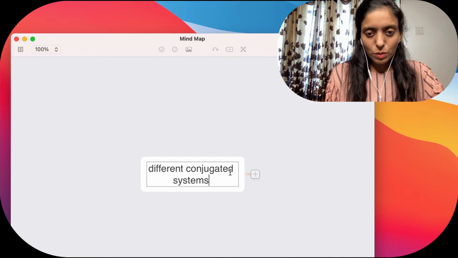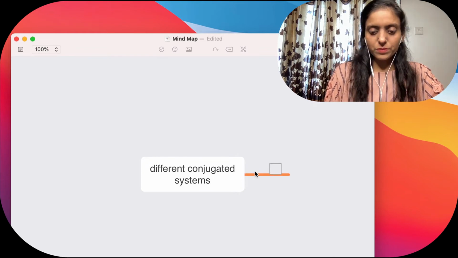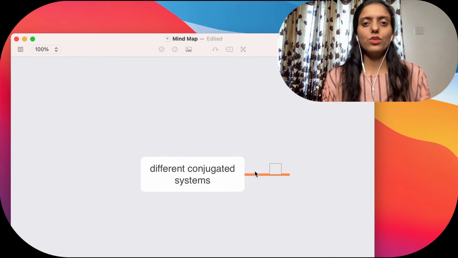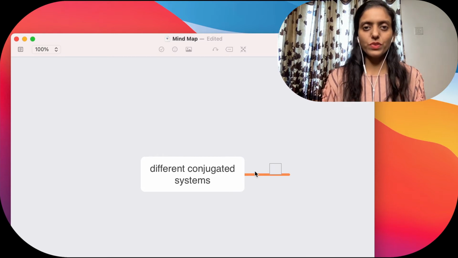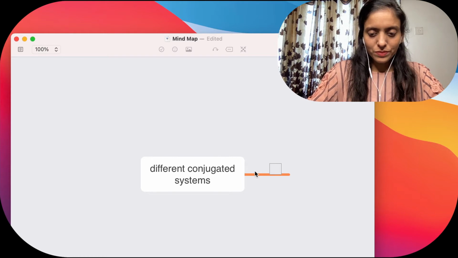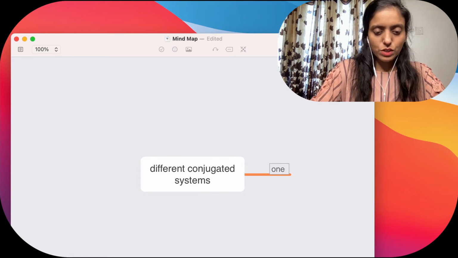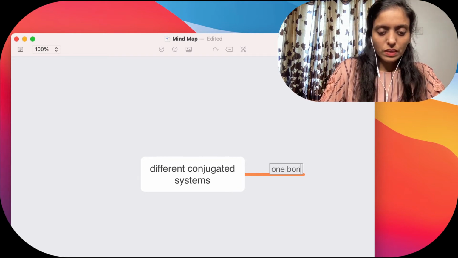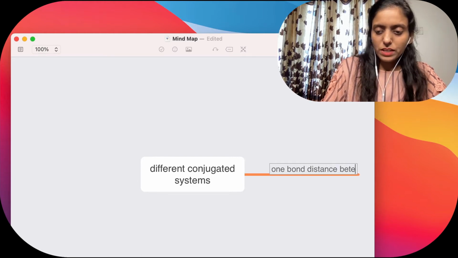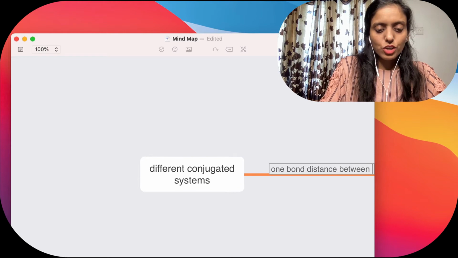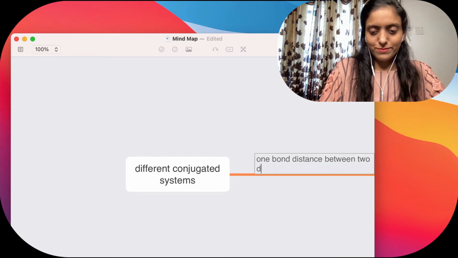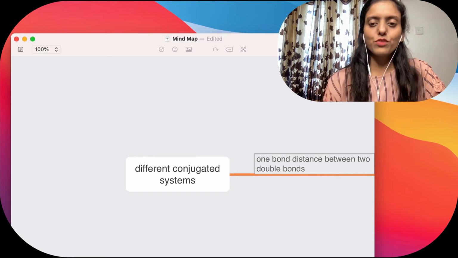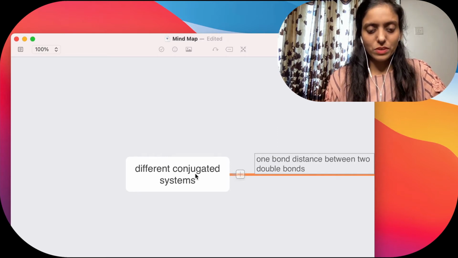Okay. So, the number one conjugated system is, you need to just look for one bond distance between double bonds, the very first conjugated system. So, how to recognize it? If there is a one bond distance between two double bonds, it will be a conjugated system, right?